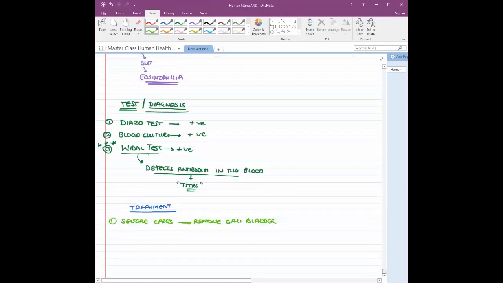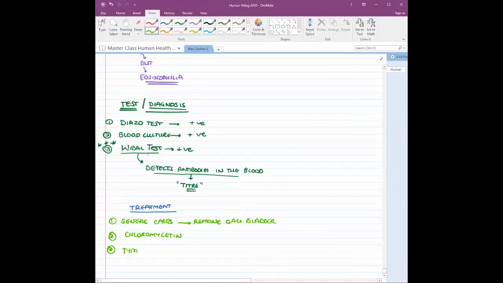Okay, we remove the entire gallbladder itself. But now otherwise, what are the other kinds of drugs that you're going to use? So we have chloromycetin, or you can call this thing chloromycetin. Okay, so first, chloromycetin.